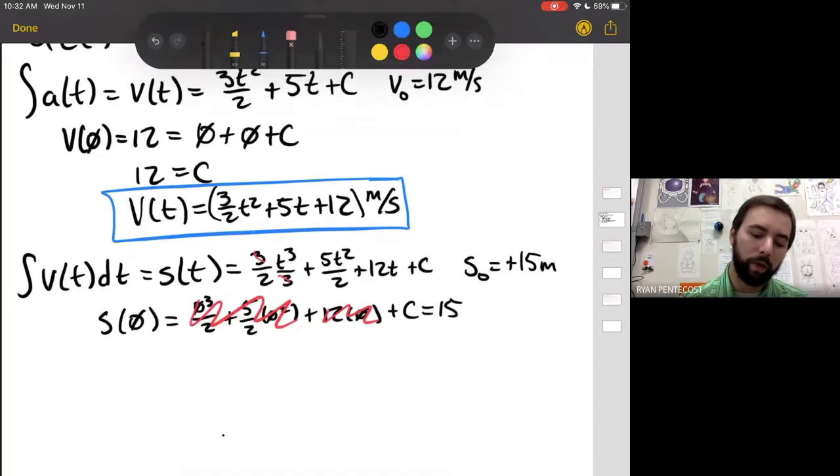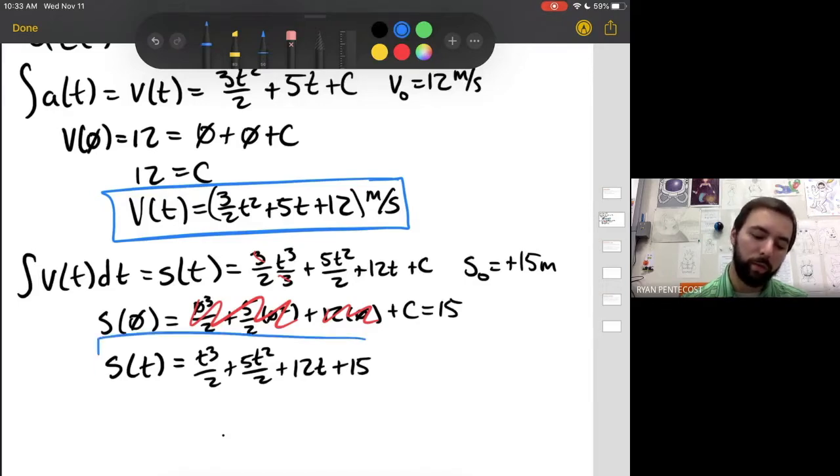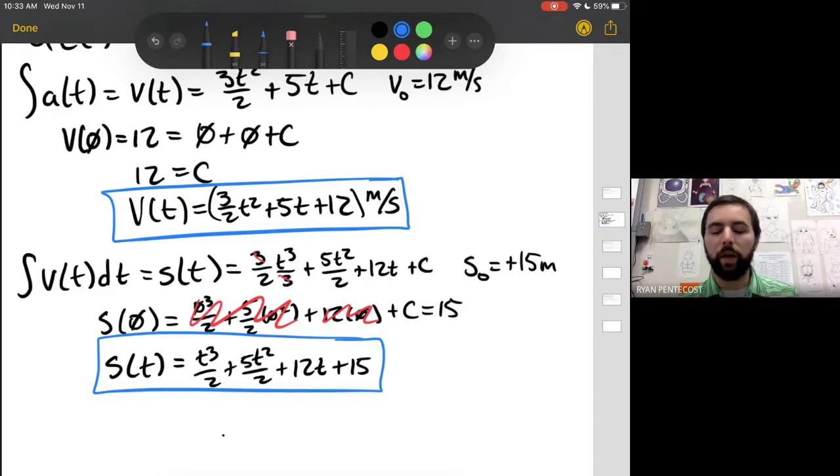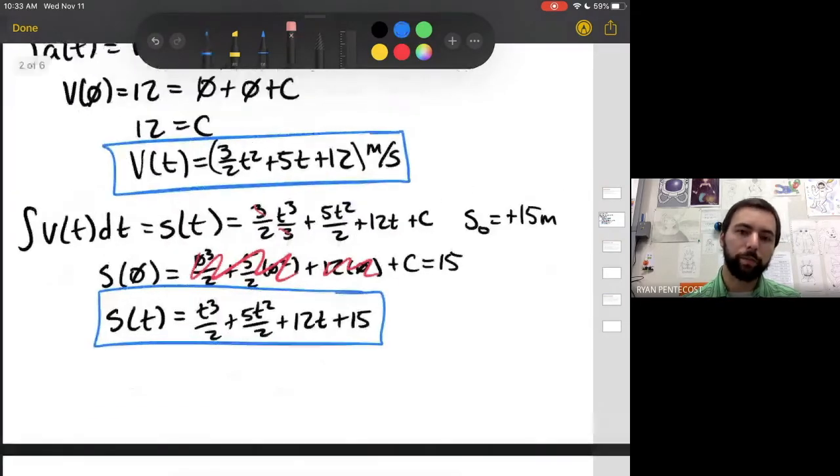So then we can rewrite our function. S of t equals t cubed over 2 plus 5t squared over 2 plus 12t plus 15. Or using the information that we just discussed, if you know the initial value, you can just plug that in for c. That will be your initial value for the physics problem, and it will be your constant in the function.